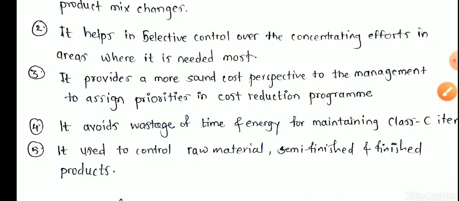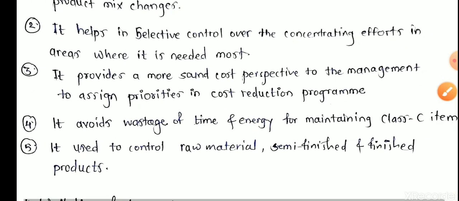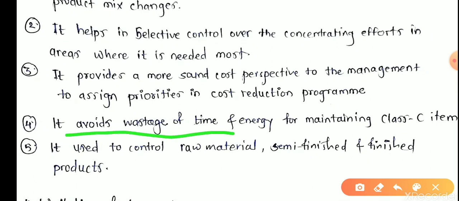Now the fourth point, it avoids wastage of time. It avoids wastage of time and energy for maintaining C items.